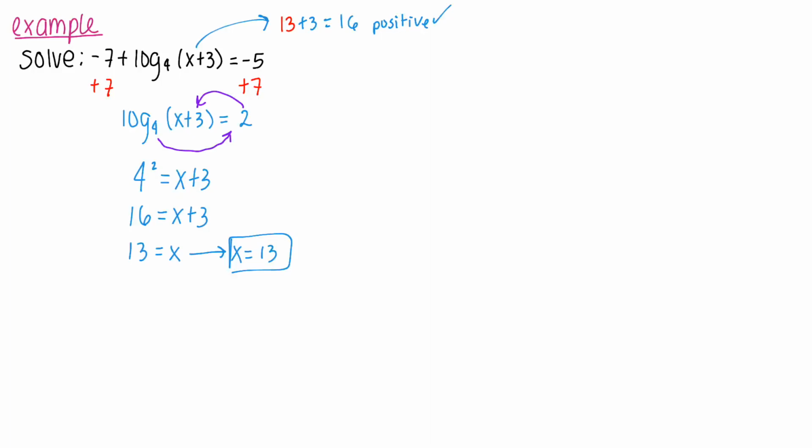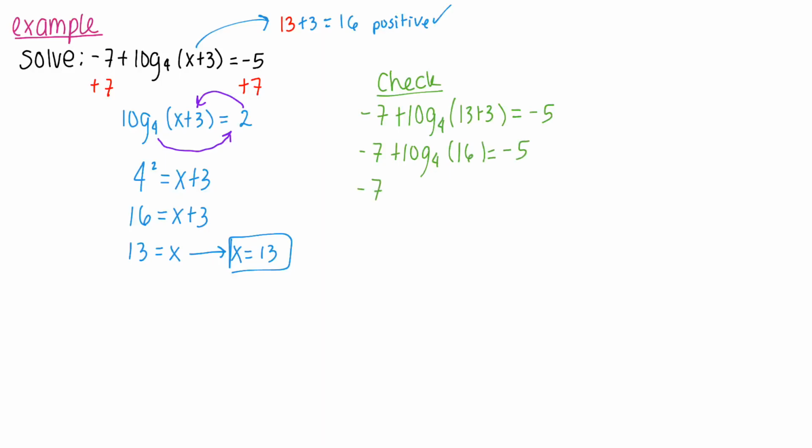Another thing you may want to do here, you may actually want to go through the whole process of plugging in to make sure that this statement comes out correctly. So if I'm checking, negative 7 plus log base 4 of 13 plus 3 is equal to negative 5, hopefully. Negative 7 plus log base 4 of 16 is equal to negative 5. Log base 4 of 16 is the same thing as 4 squared. So the log base 4 and 4 cancel, and we're left with just that exponent. So negative 7 plus 2 is equal to negative 5, and that's a true statement. So we can feel very confident in our answer now.